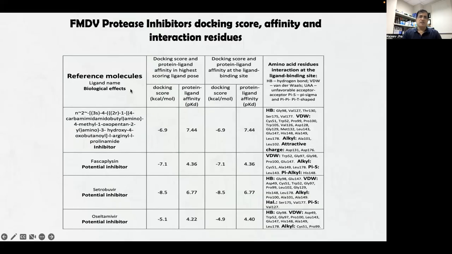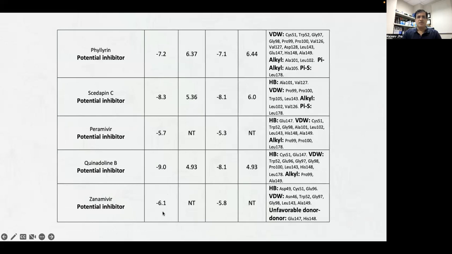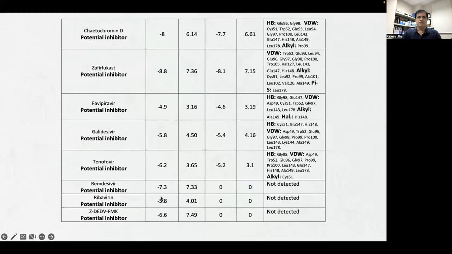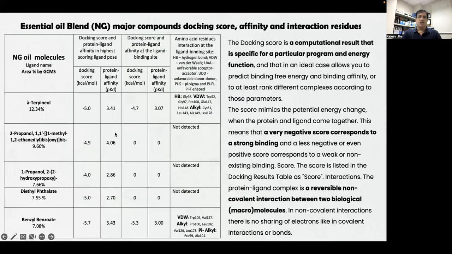Now here we are taking some reference molecules and showing that there is a strong docking score, because you can see all in minus. Here also all in minus, they are strong. Again, all in minus, strong. Now we take the essential oil blend or Natural Guard major compounds' docking score, affinity, and interaction residues.